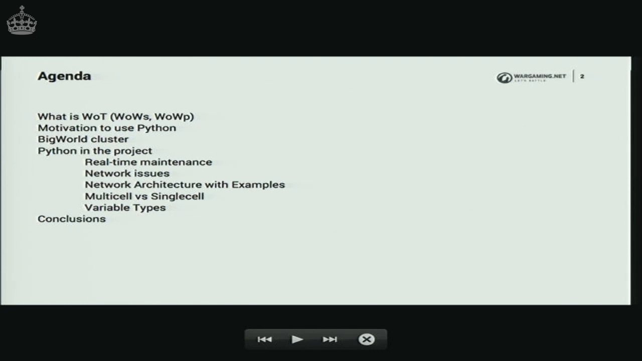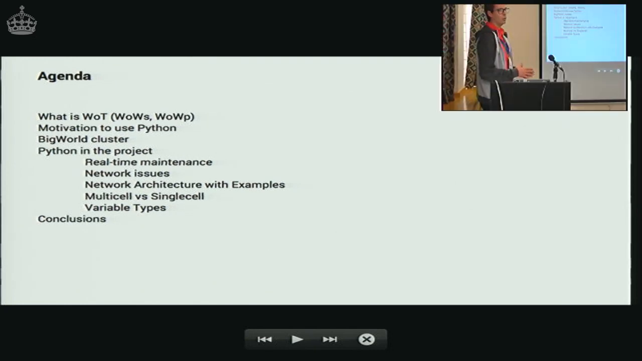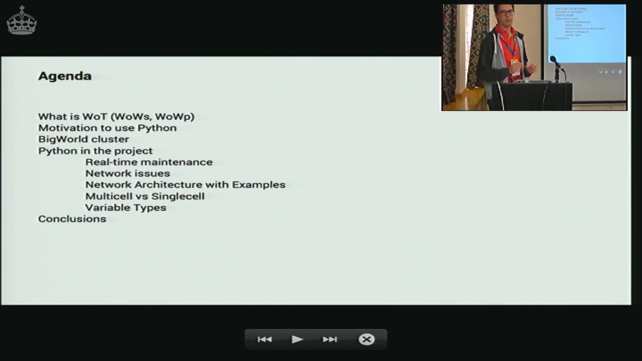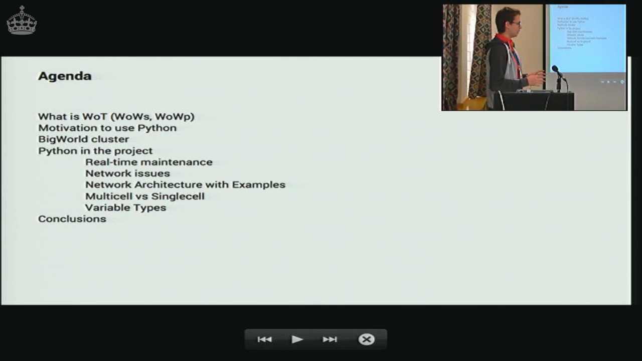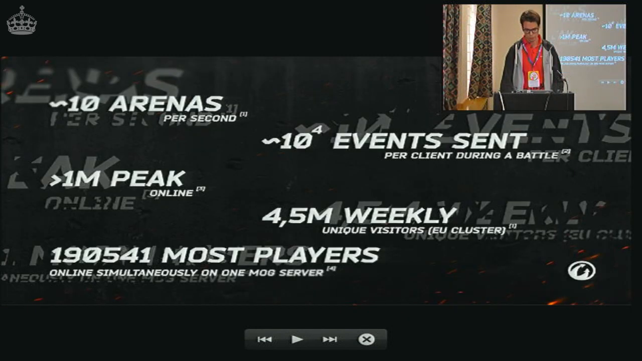Today we will talk about what the World of Tanks online game is, and other games of the World of series, for example, World of Warships and World of Airplanes. Also, we will discuss the motivation to use Python for that. We will discuss what a Big World cluster is, and some issues with Python: real-time maintenance, network issues, network architecture with some examples, the multi-cell versus single-cell approach, and variable types in such projects with Python. And we will make some conclusions in the end, of course.